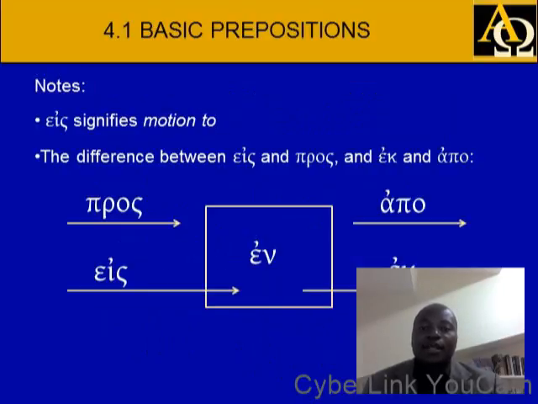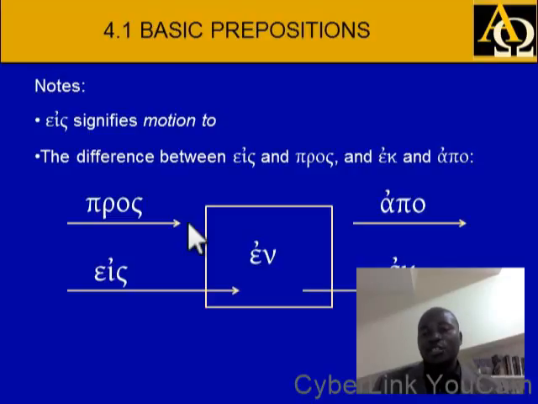Okay, this diagram here really just puts it all together. Eis signifies motion, the difference between eis and pros, and ek and apo. So pros is towards, going towards something. You have not reached yet, but you're going. And then apo is moving away from something. You've already left it and you're moving away from it.